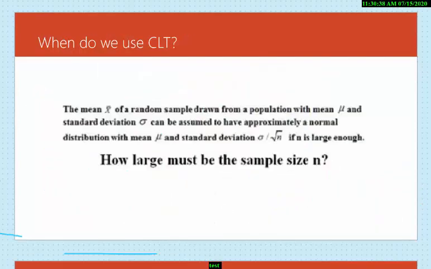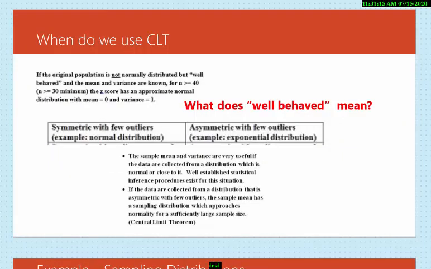So the whole point here is to talk a little bit about the mean. When do we use the CLT? The CLT is used most of the time when we have a large enough sample. In that case, the standard deviation of the sampling distribution is very close to the standard deviation of the population as well. We will see that. Pretty much, the rule of thumb is the one that your book says.